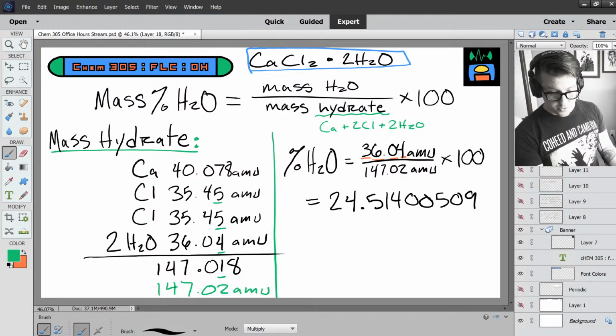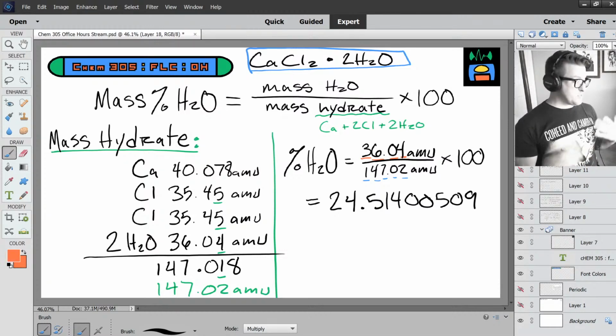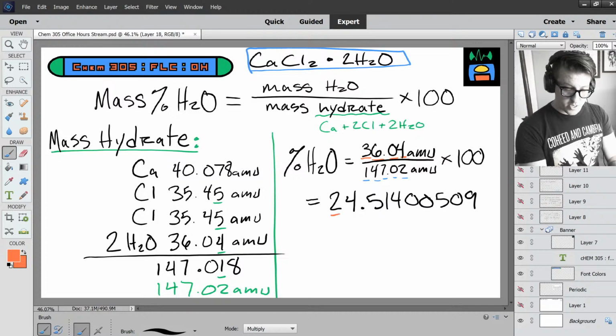There's 5, you'll notice: 1, 2, 3, 4, 5 in the denominator. But when you're dividing, you've got to go with whichever has fewer sig figs. So we roll with 4. 1, 2, 3, 4. The 4 after the 1 will round down, and so our answer, with the correct sig figs, will be 24.51%.